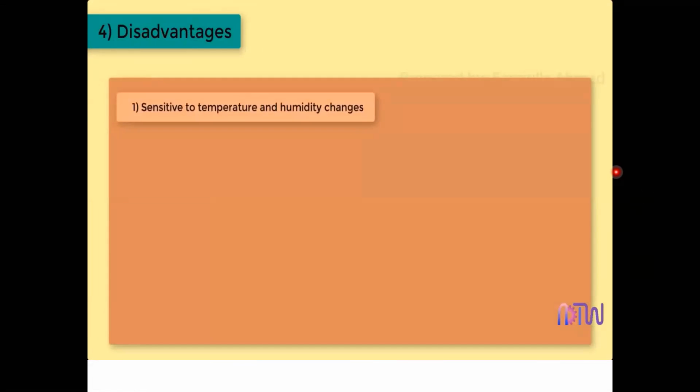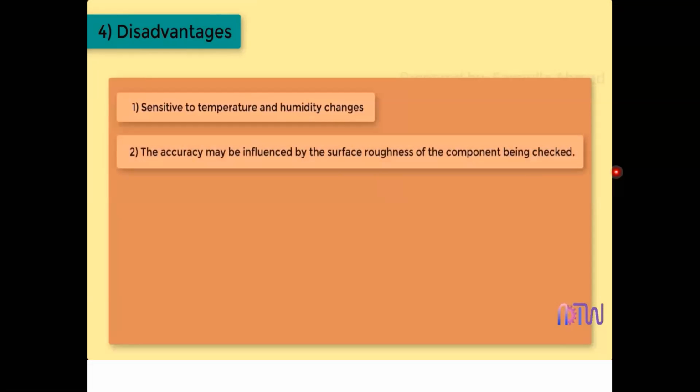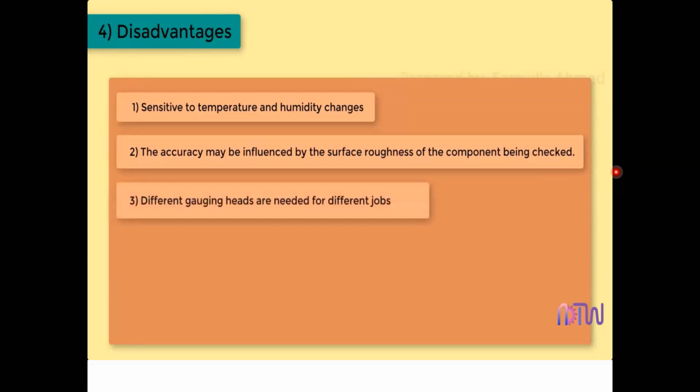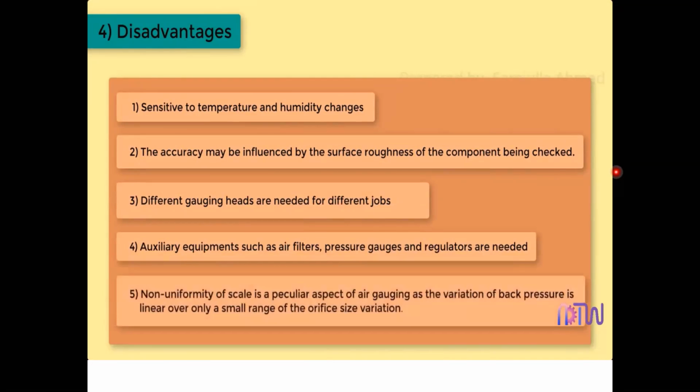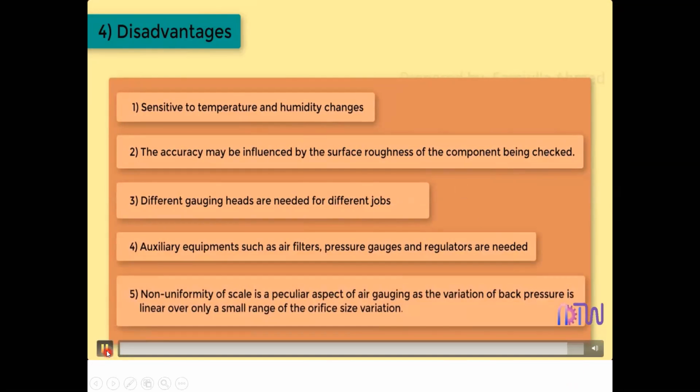Disadvantages. They are very sensitive to temperature and humidity changes. The accuracy may be influenced by the surface roughness of the component being checked. Different gauging heads are needed for different jobs. Auxiliary equipment such as air filters, pressure gauges, and regulators are needed. Non-uniformity of scale is a peculiar aspect of air gauging, as the variation of back pressure is linear over only a small range of the orifice size variation.